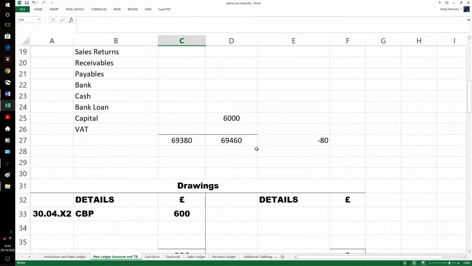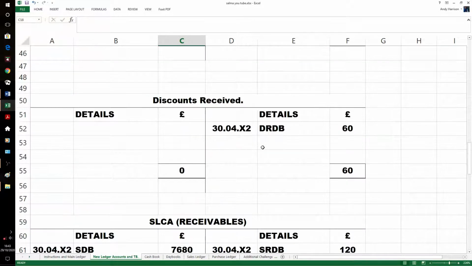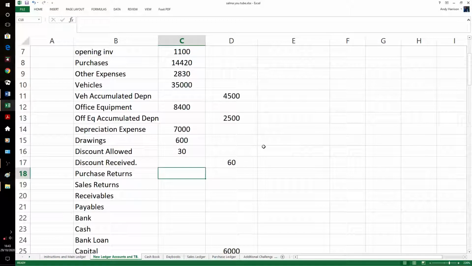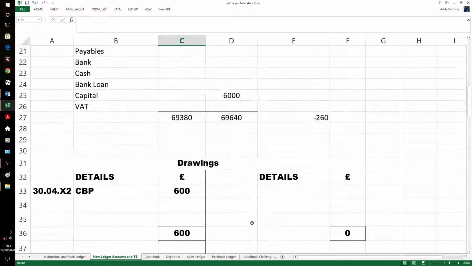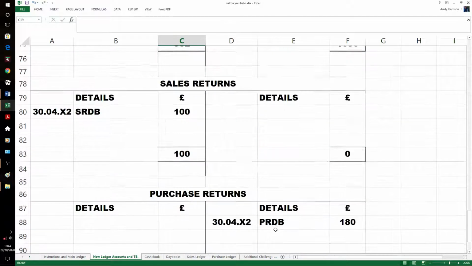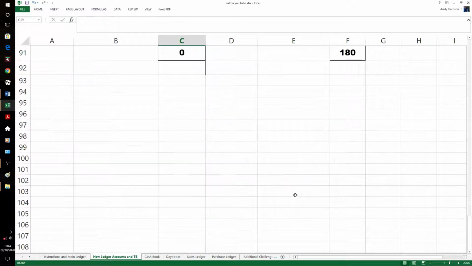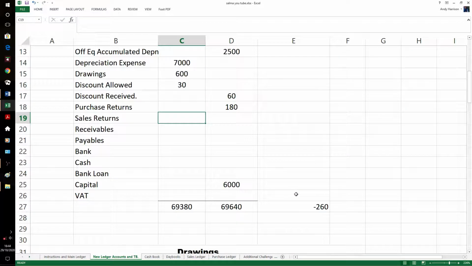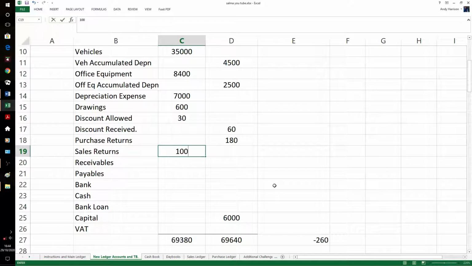Our purchase returns is just going to be the one item, so we'll just put in the 180. Except it's on the credit side. Oops. Sales returns was just the one item. Sales returns was 180. Purchase returns, credit 180. Sales returns, debit 100. I'm moving too quick for my eyes.